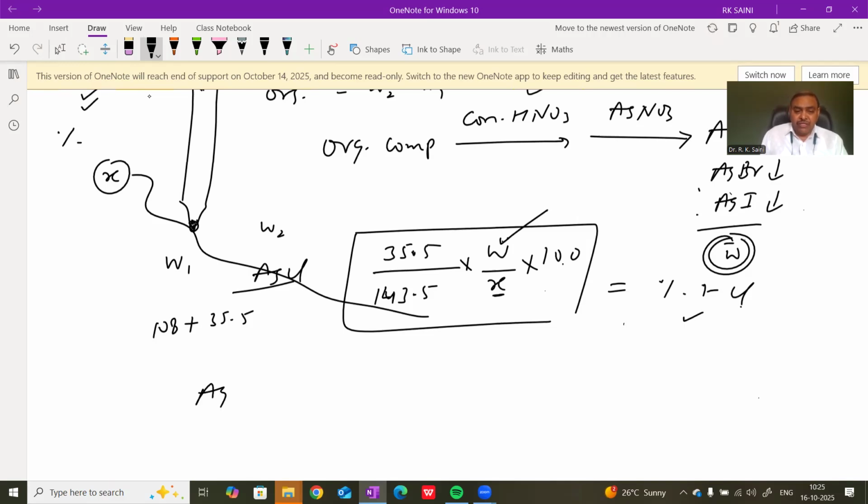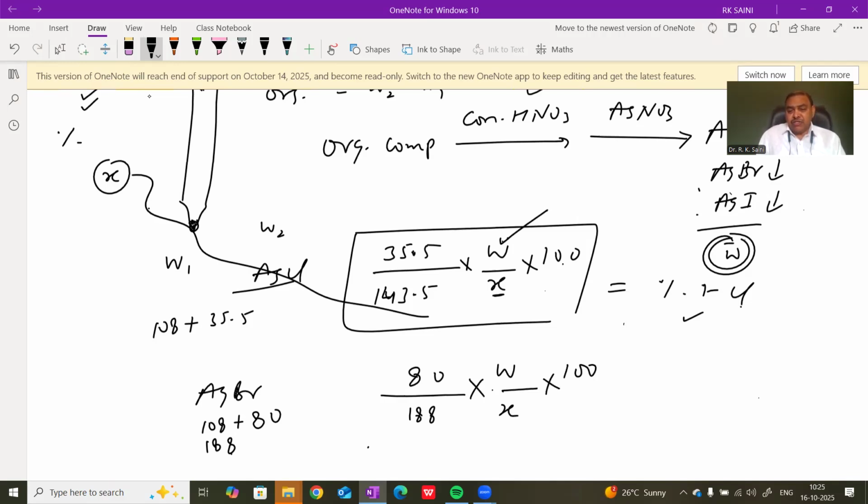Similarly, in case of AgBr, the weight of bromine is 80, and we know that 80 gram bromine is present in 188 gram of AgBr. If the weight of AgBr is W, then this is the amount of bromine. This bromine comes from X gram of organic compound, and hence the percentage of bromine is calculated with the help of this formula.